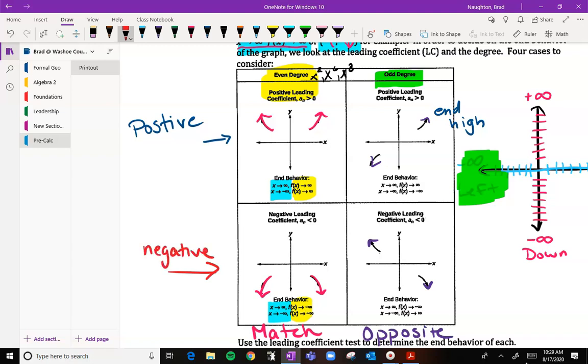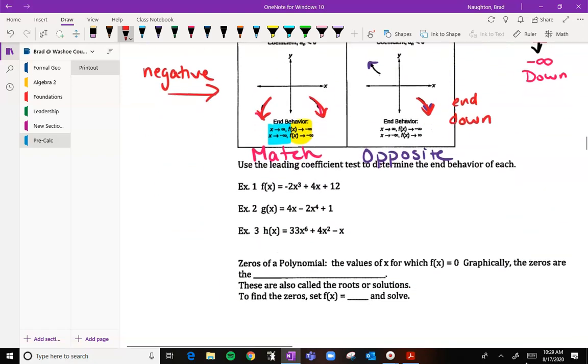Notice that when they match, they both go down. Both go down when they match. Or we're going to end down or end low. Notice that this ends low. So that's how I remember it. It's up to you guys to build your own way of keeping this straight, but let's go ahead and take a look at some examples.